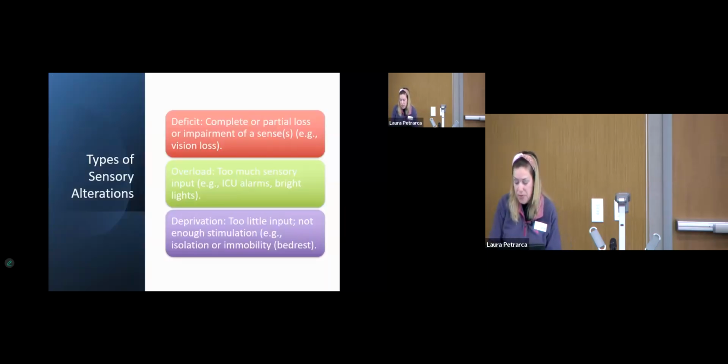So some types of sensory alterations. Deficit is when you have complete or partial loss or impairment of a sense, like vision. These are your patients that have cataracts or glaucoma. And sensory overload, who has that? Y'all have that? I have that at this point, being in school and working and having a life.